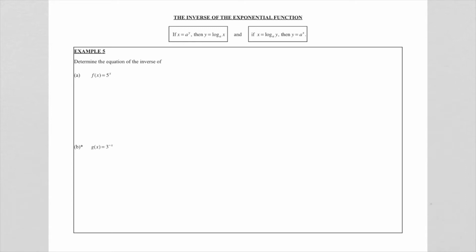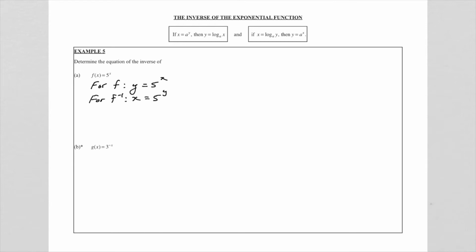We're going to swap x and y. So for f, we say y is equal to 5 to the x. And then for the inverse of f, and you can see I'm using the function notation now again, because the inverse of an exponential is also a function, this will be x equal to 5 to the y.